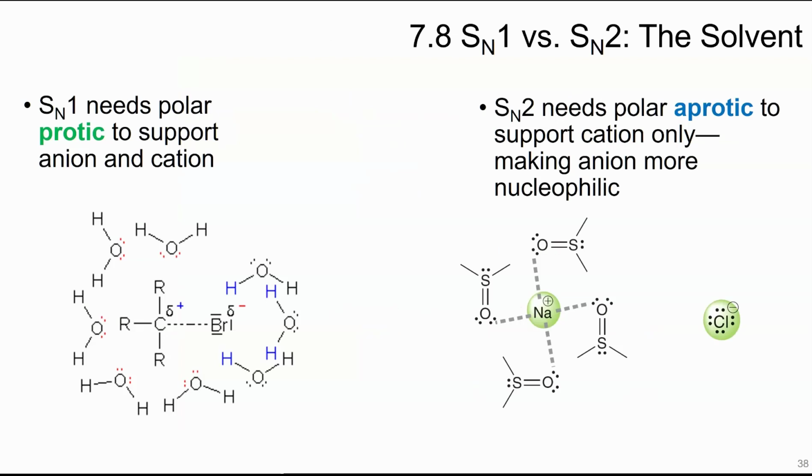In SN1 reactions, the solvent needs to be polar protic to support the anion and the cation. So here's the cation, and the anion being supported by water, which has the hydrogen to donate. The SN2 needs to be polar aprotic to support the cation only, which makes the nucleophile more nucleophilic.